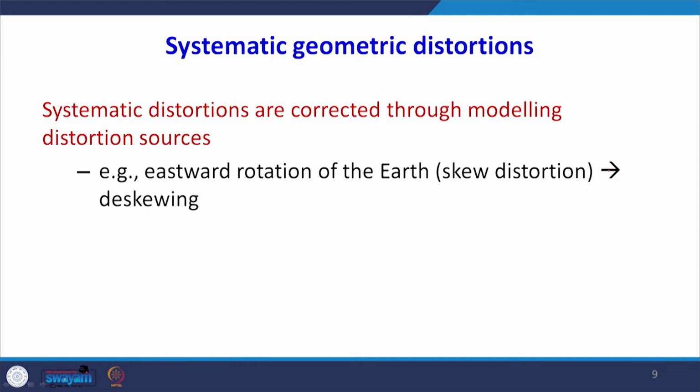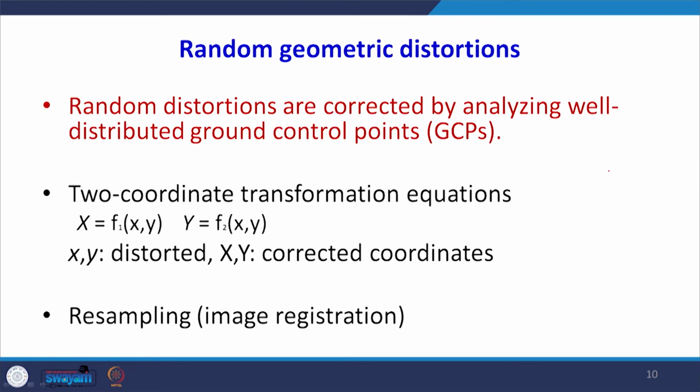Now, systematic distortion we like to correct through modeling, because we know its behavior. One example is the rotation of the earth. There is a rotation of the earth, there is a movement of the satellite in the orbit around the earth, and there is a scanning mirror in the sensor. So there are three rotations involved, and sometimes because of that we also get errors present in the data set, which is the systematic error. So let us try to remove those systematic errors.